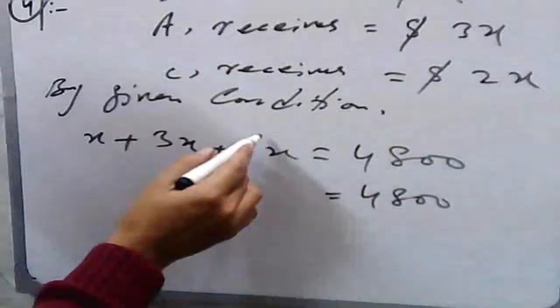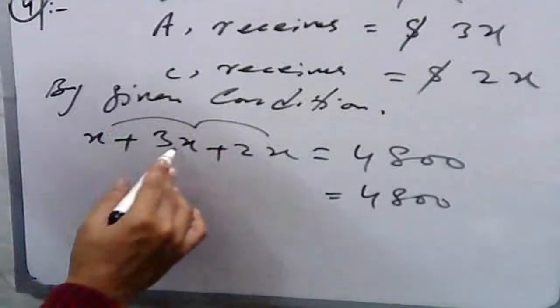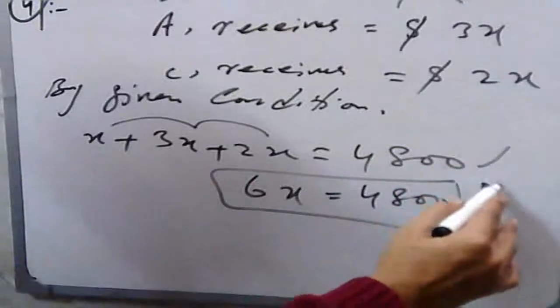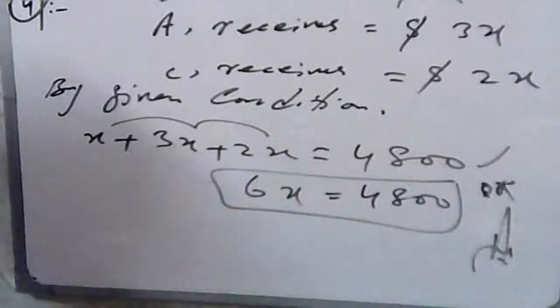If you simplify it, no problem, you can also write it as 6x equal to 4800. So that is your required result.